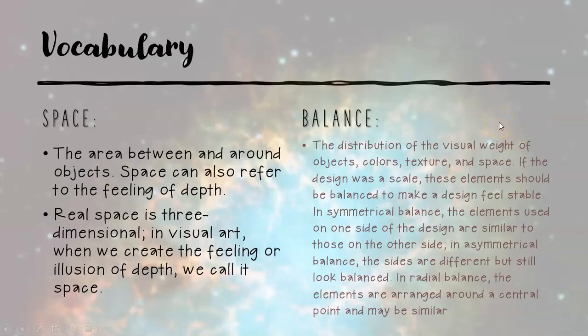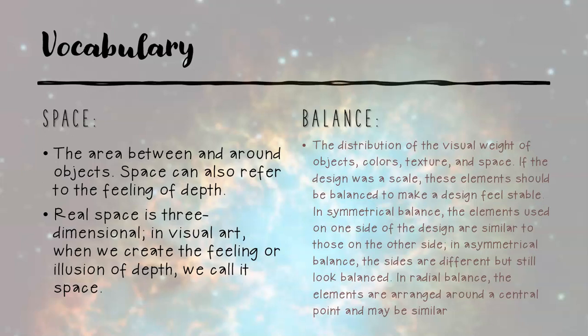So we've talked about space and balance before, but just a quick recap. Space is the area between and around objects. Space can also refer to the feeling of depth within your drawing or painting or three-dimensional work. Real space is three-dimensional. In visual art, when we create the feeling or illusion of depth, we call it space. Balance is the distribution of the visual weight of objects, colors, texture, and space. If the design was a scale, these elements should be balanced to make a design feel stable.